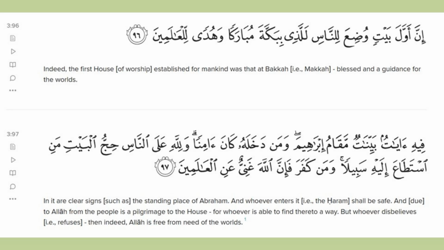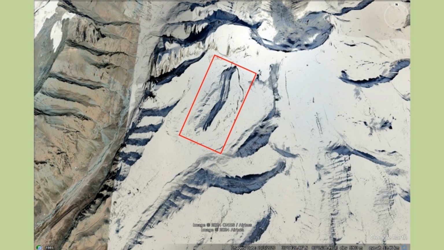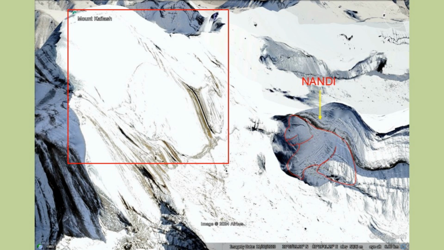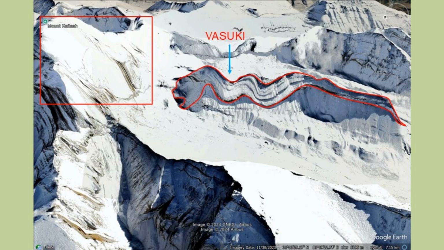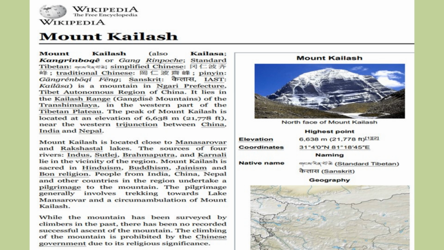In fact, this is the Bakka mentioned in the chapter number 3, verse number 96, which is the Qibla for the humans earlier as a human enactment of this event. It is also mentioned in the chapter number 3, verse number 97 that the standing place of Ibrahim is there as a clear sign. As I have already shown you, this is the standing place of Ibrahim, which is a clear sign shown by Allah subhanahu wa ta'ala. All these details confirm that the Mount Kailash is the Kaaba, meaning house of God for the earth.